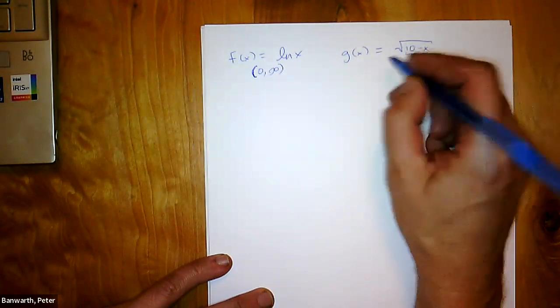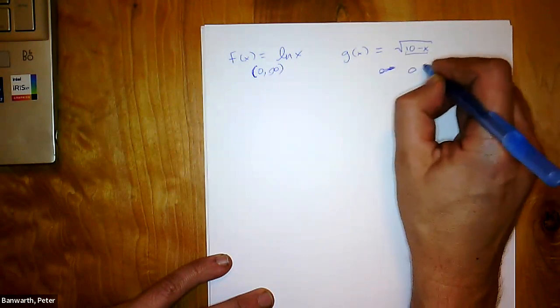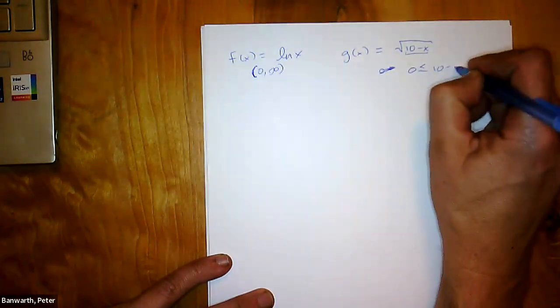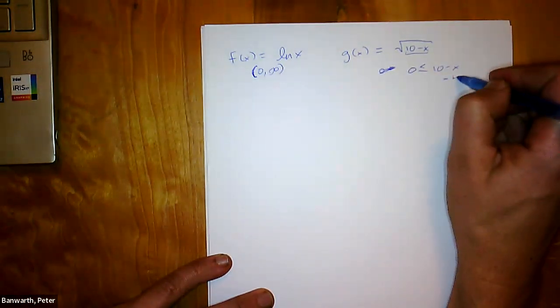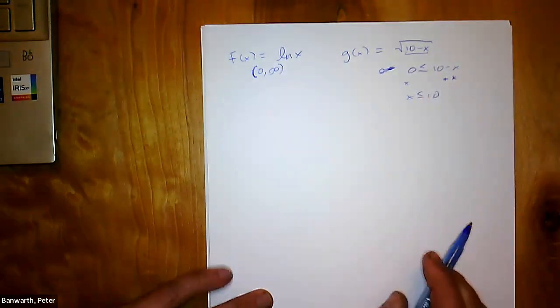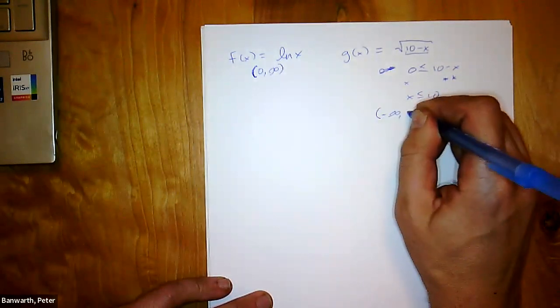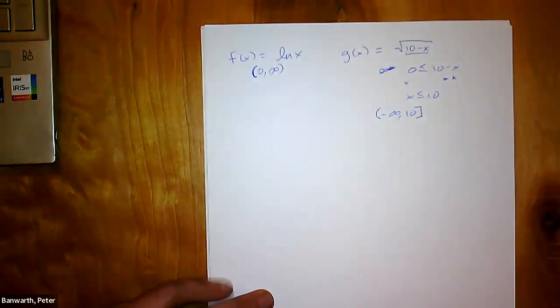If I'm putting something in a square root, it has to be greater than or equal to 0. So that means 10 minus x has to be greater than or equal to 0. I'll add x to both sides, so x actually has to be less than or equal to 10. So this domain is everything from negative infinity up to 10.